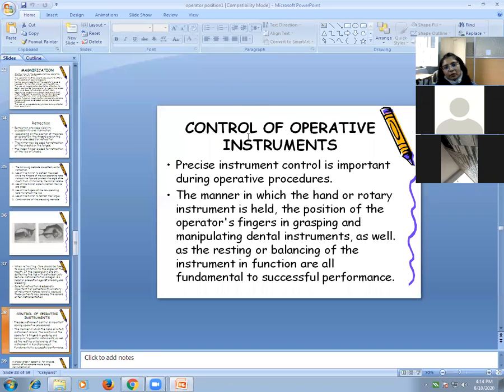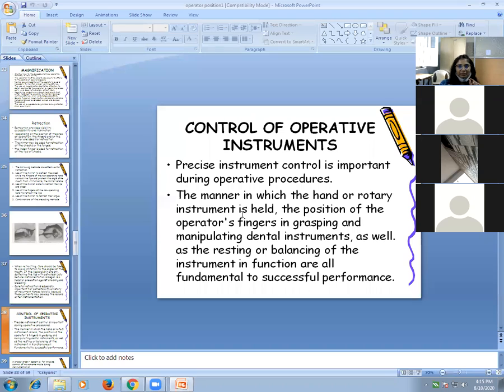Control of operative instruments. Besides, instrument control is important during the operative procedure, the manner in which the hand or rotary instrument is held. Proper grip is also very important when you are working. If you are not giving proper support to your fingers or arms, then it might also cause pain in your wrist. Have you heard about carpal tunnel syndrome? It is a disorder of the wrist where you cannot move your fingers or your hands. You cannot grip any instrument. So it is a disease or disorder which affects your entire palm.